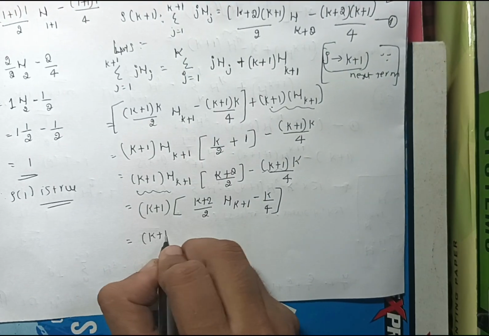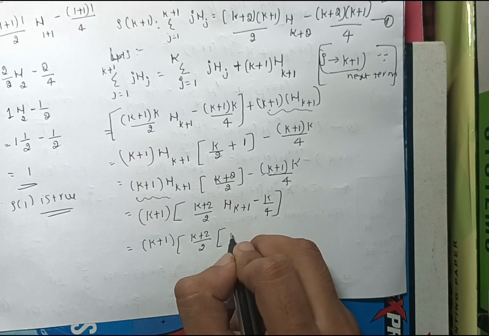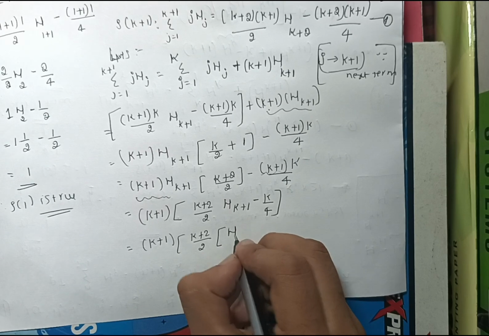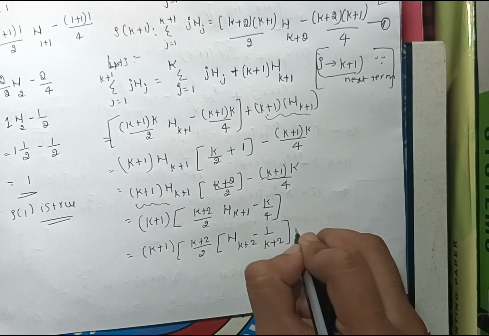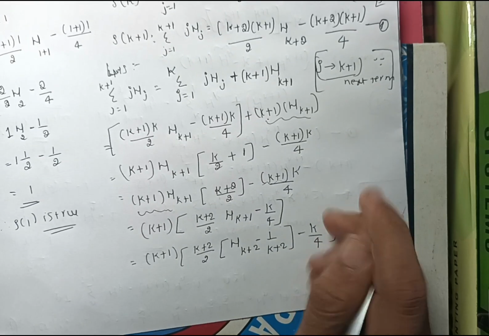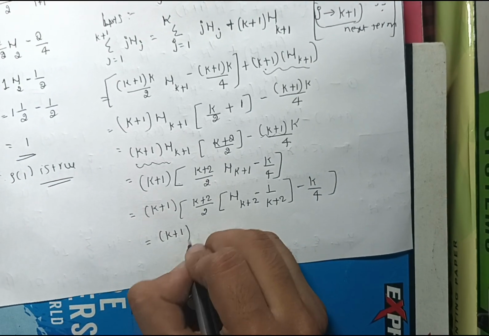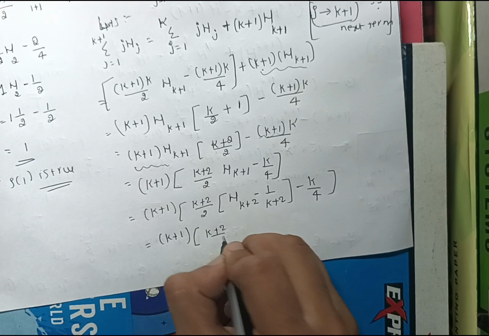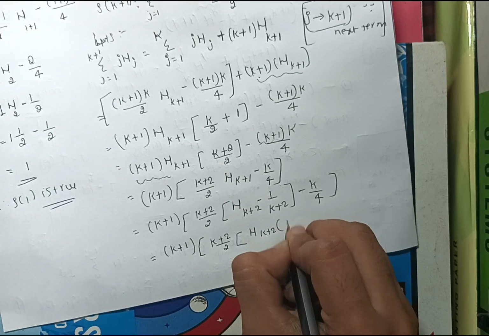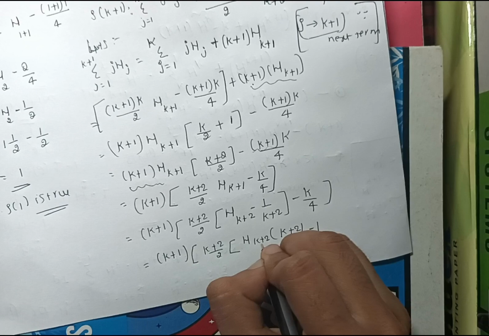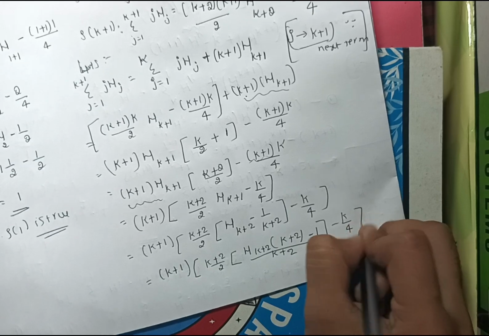Replace k plus 1, k plus 2 by 2, replace h of k plus 1 as h of k plus 2 minus 1 by k plus 2 minus k by 4. Okay, next this is k plus 1, k plus 2 by 2. Balance this equation: h of k plus 2 into k plus 2 minus 1 divided by k plus 2 minus k by 4.